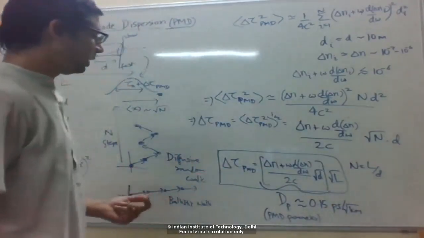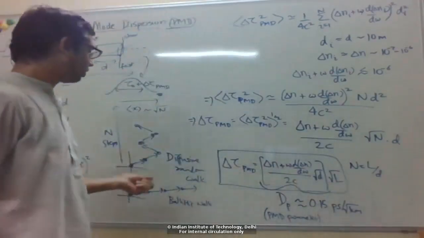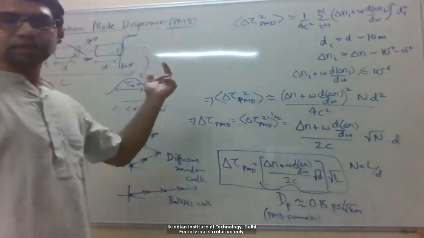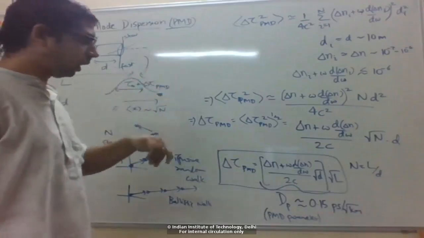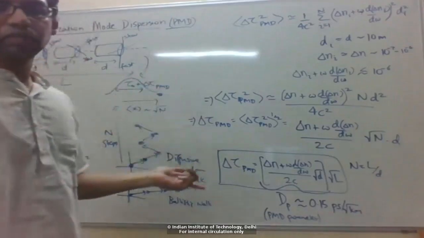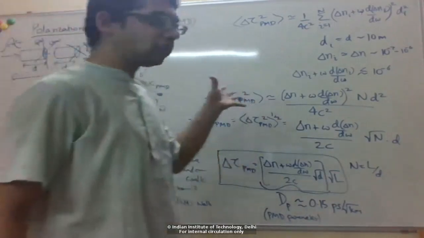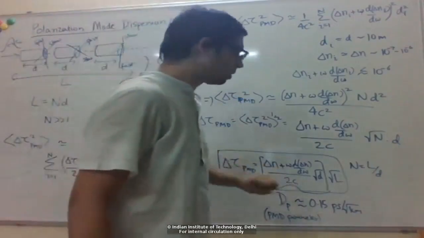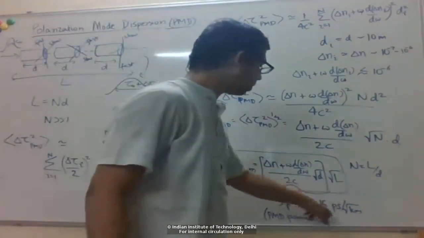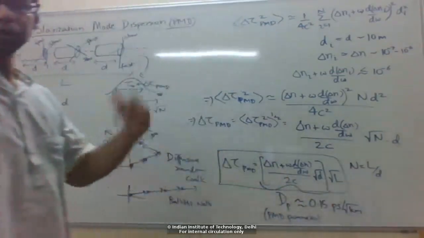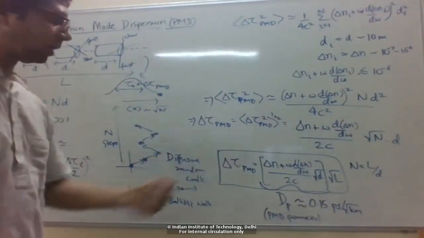Okay, so now you can firstly see the dependence is different, it's square root of length. So that first tells you that the other dispersion mechanisms will be dominant, right? Because they scale with length linearly. So only when you compensate for them, then you are left over with the PMD. Also, the value you can see here is typically much smaller than the values we looked at for intermodal and chromatic dispersion.